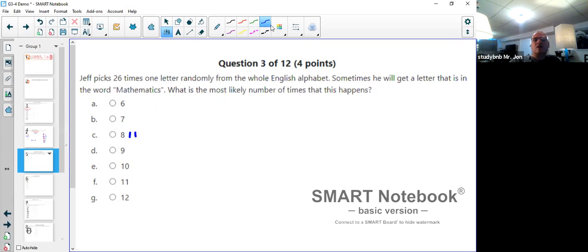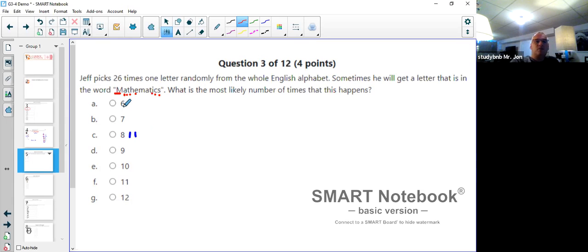Different letters. There are 8, I think. All right, there are 8. I think you're right. There are 8 different letters in mathematics: M, A, T, H, E, I, C, and S. There are 11 letters altogether, but different letters, there's only 8.